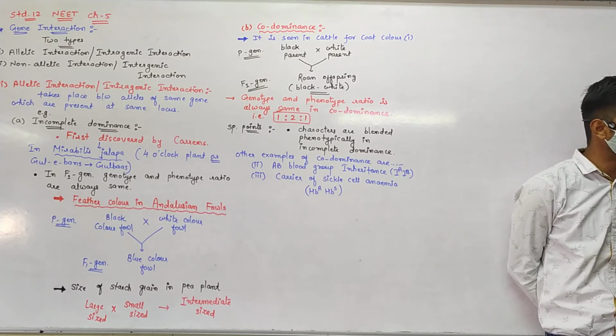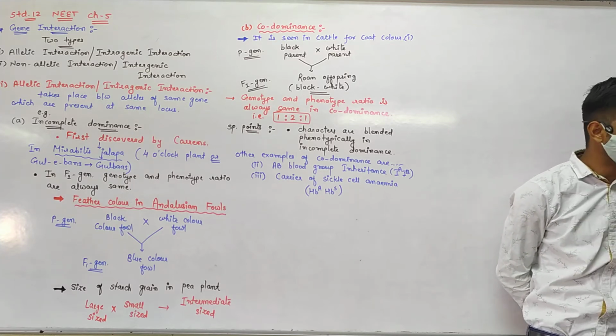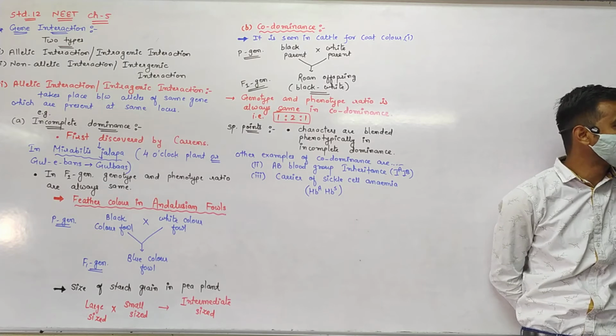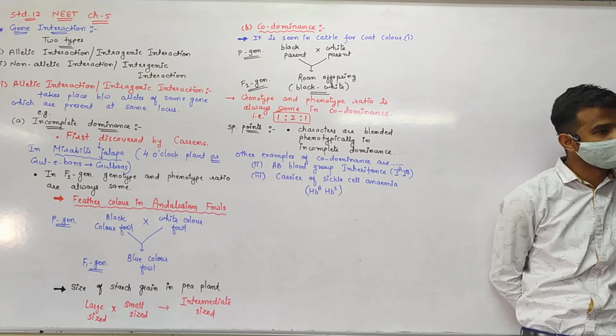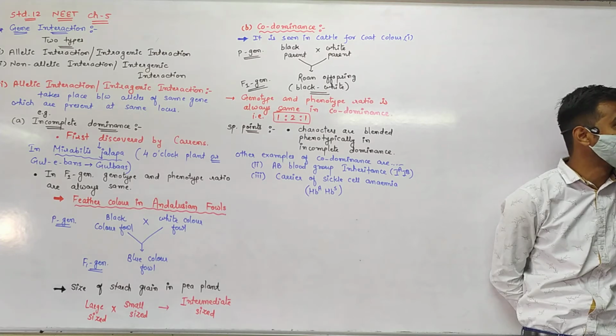Sickle cell anemia, for that, three words are there. One is point mutation, another is... I am asking about the examples. This is the example of which phenomenon? Point mutation is also known as gene mutation.